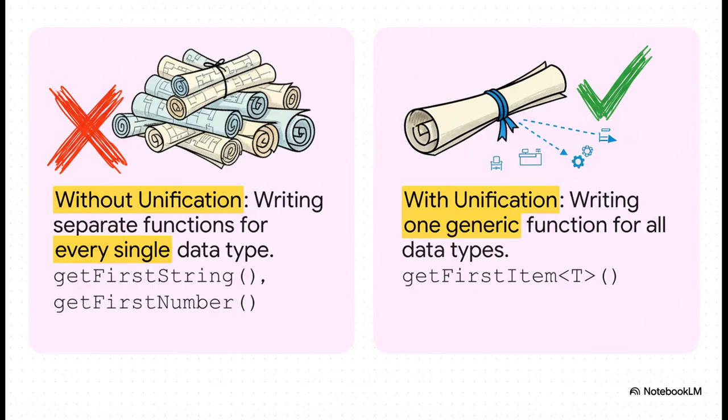On the left, you've got the bad design. If you want to get the first item from a list, you have to write a function just for strings, then another one for numbers, another one for users. It's like drawing a brand new blueprint for every single floor. It's a mess. But look at the right. The good design uses one single generic function, getFirstItem<T>. It works for any kind of list you throw at it. One blueprint for all the floors. It's clean, it's efficient, and it is so much easier to manage.